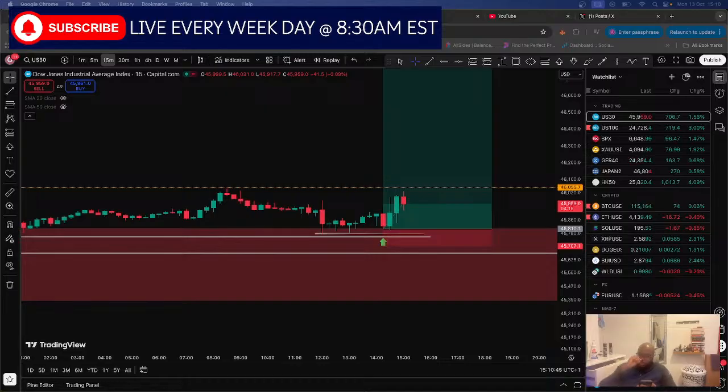Last 5 minutes, we should see some sort of push to get this candle green again. I don't like when the market does moves like this. I like when the market's a bit more direct, but that's just me personally.